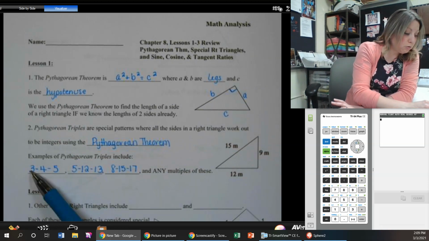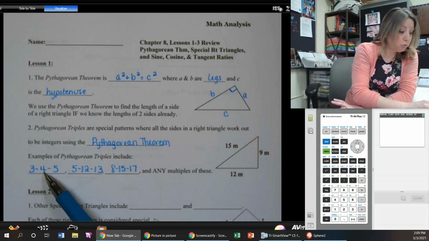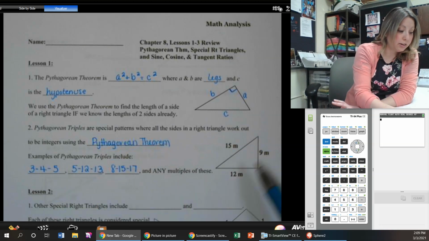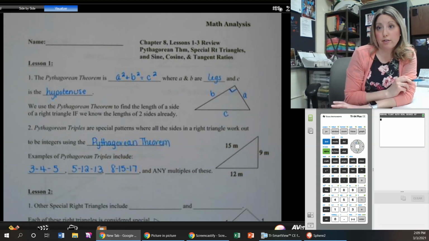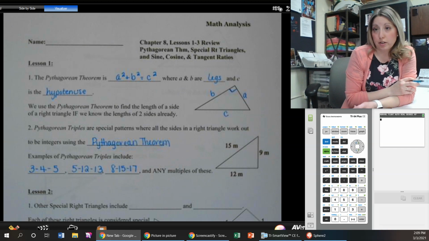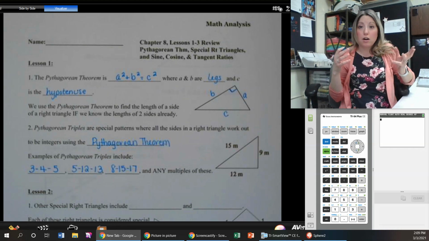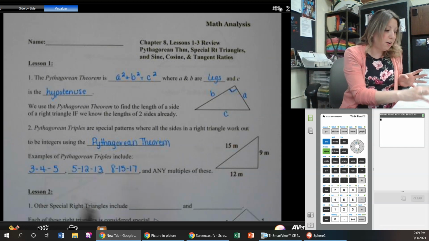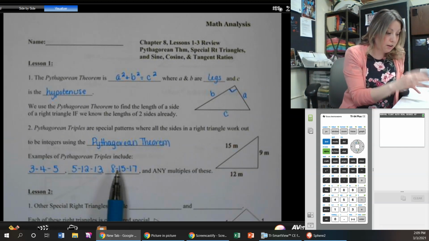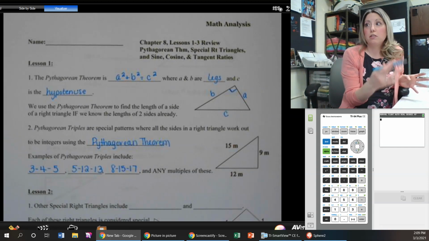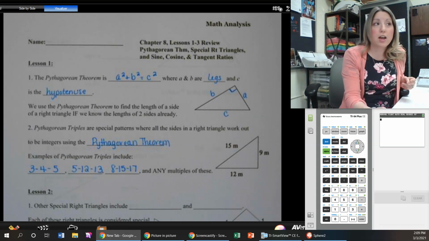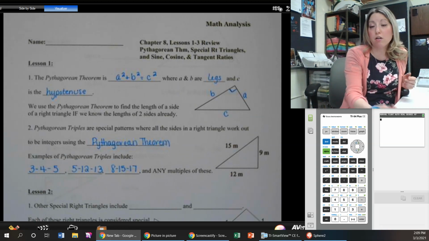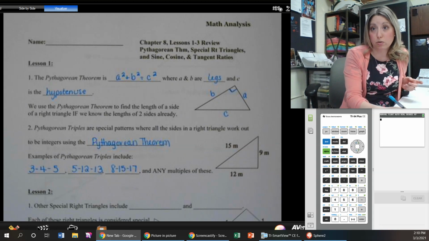Okay, 3 times 3 is 9, 4 times 3 is 12, 5 times 3 is 15. 9, 12, 15 is a special right triangle, so that would also work in the Pythagorean theorem. So any multiples of these specific ones, 3, 4, 5; 5, 12, 13; 8, 15, 17; 7, 24, 25; and 9, 40, 41, are the other ones I mentioned in your notes.